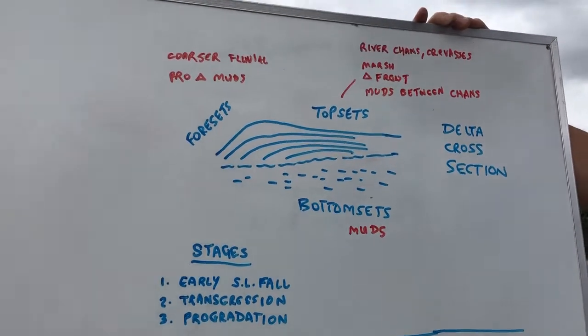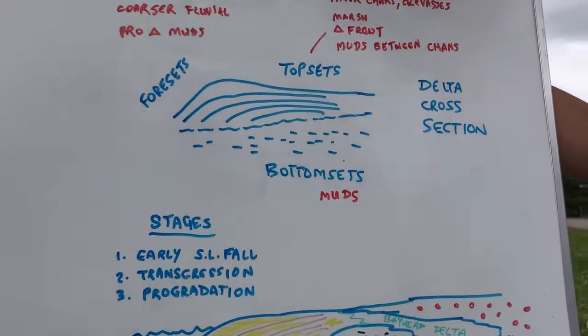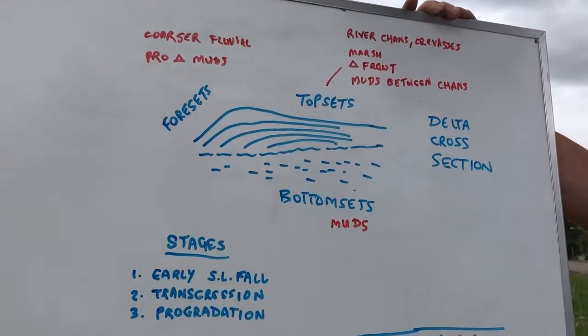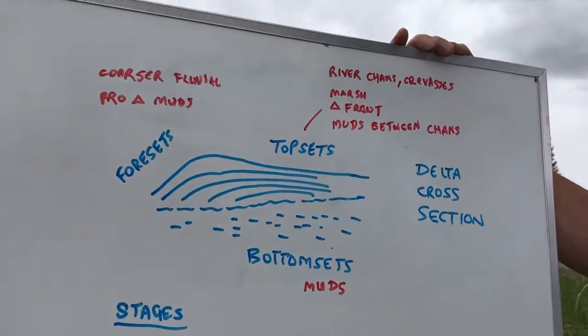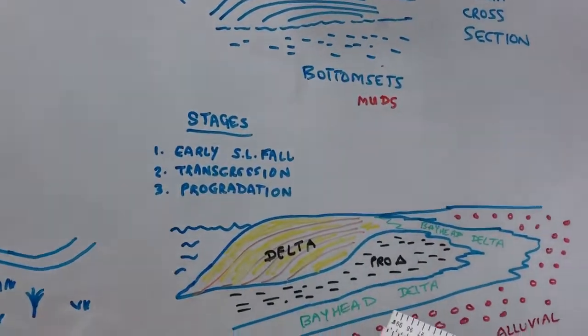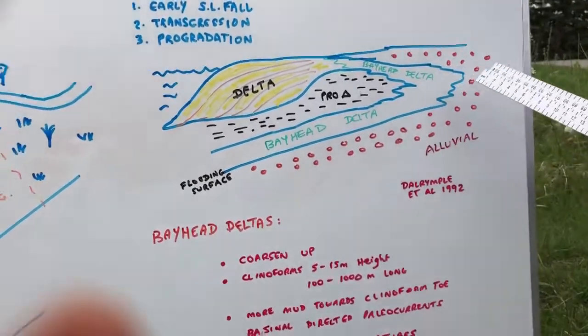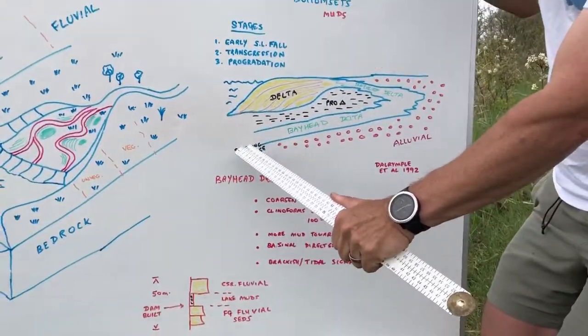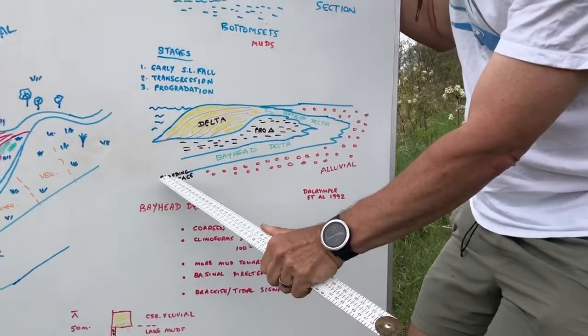So what we have here at Glenmore in southern Calgary is what's called a bayhead delta, and a bayhead delta is different in that it's in a restricted valley. So what happens with a bayhead delta is that I've got a diagram here showing a cross section where we have 3 stages, where we have early fall in sea level. So the sea level falls, and then we have a transgression, so the sea level starts flooding back in.